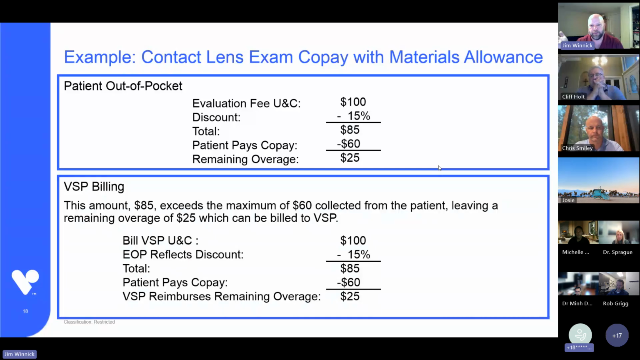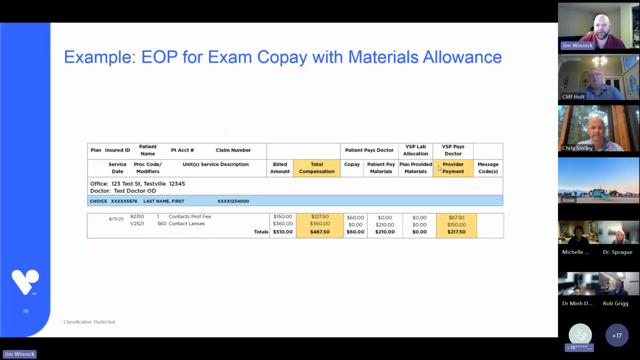That's not true. So in this example, we see we got an evaluation fee of $100 minus your 15%, that takes you to $85. You have a patient copay of $60, so there's a remaining overage of $25. So you turn around, you bill VSP your usual $100. They will then calculate down to the $85 minus the copay and pay you that additional $25. And here's how it looks when we get it on our explanation of payment.